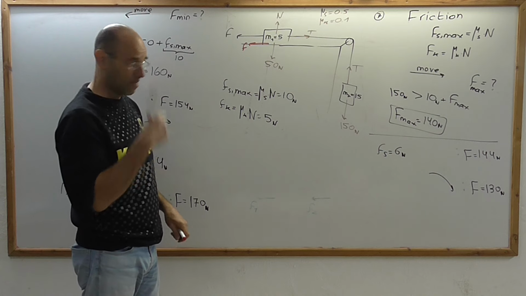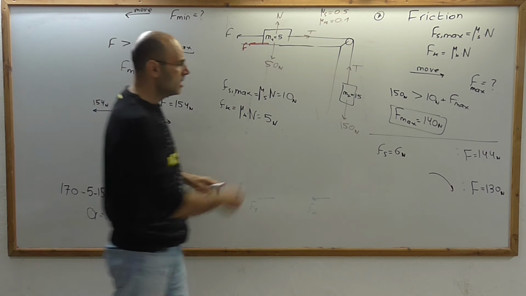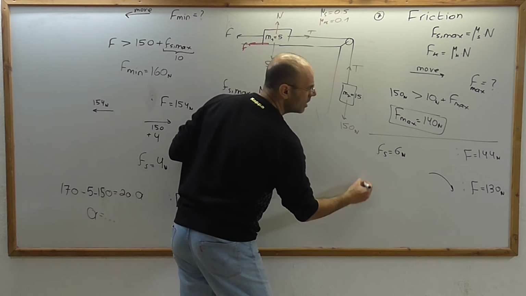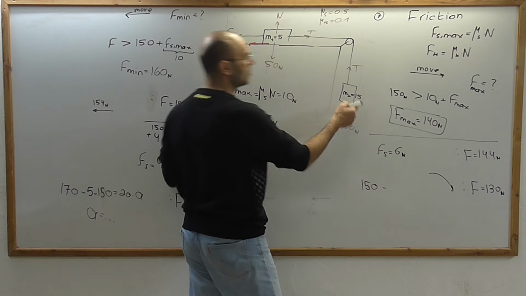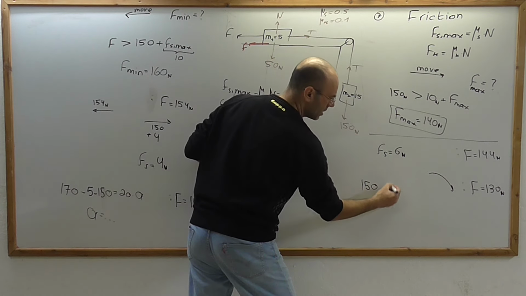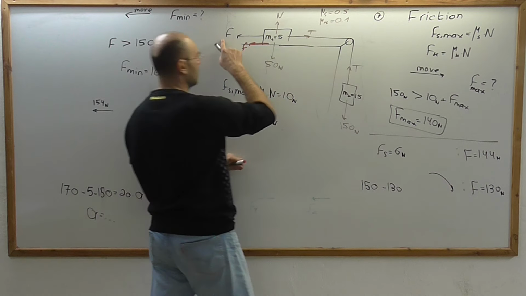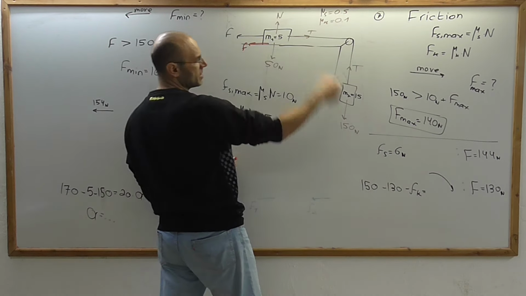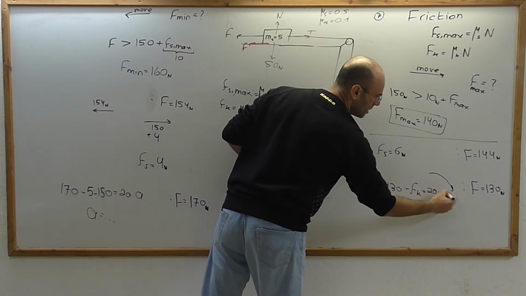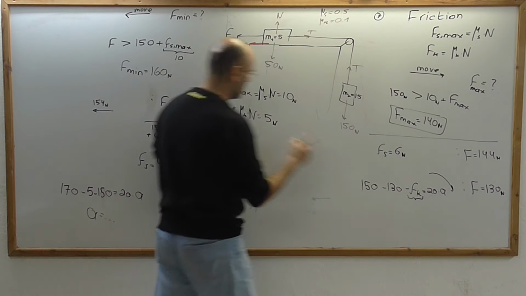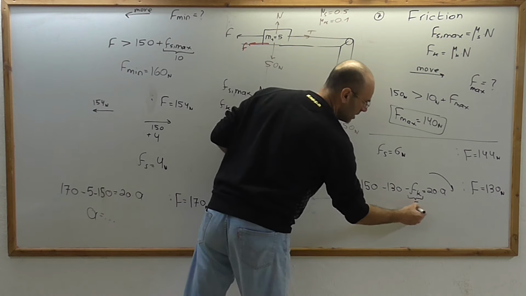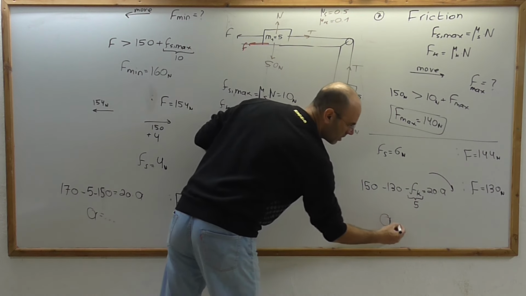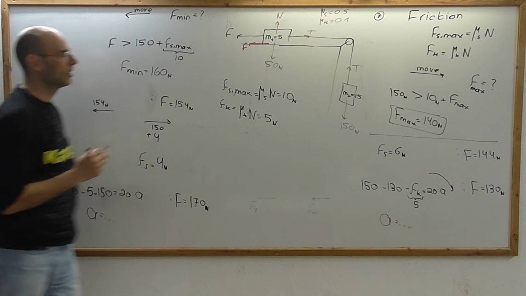If I want to calculate the acceleration, look at it as a whole, so I will write 150 minus 130, which is the F, minus F kinetic, equals the mass of the system, which is 20, multiplied by A. And the F kinetic is 5. And from here I can calculate the acceleration.